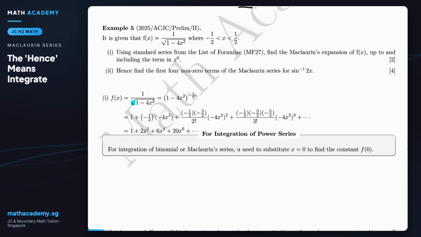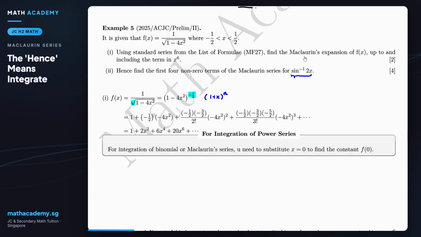When you see a square root term, you move it up as power negative half, so that you can apply your standard series of (1 + x)^n expansion. Okay, I won't show the answer to this. I printed it there, but I want to link you up to part 2. What is the link between this f(x) equation versus my sine inverse 2x?